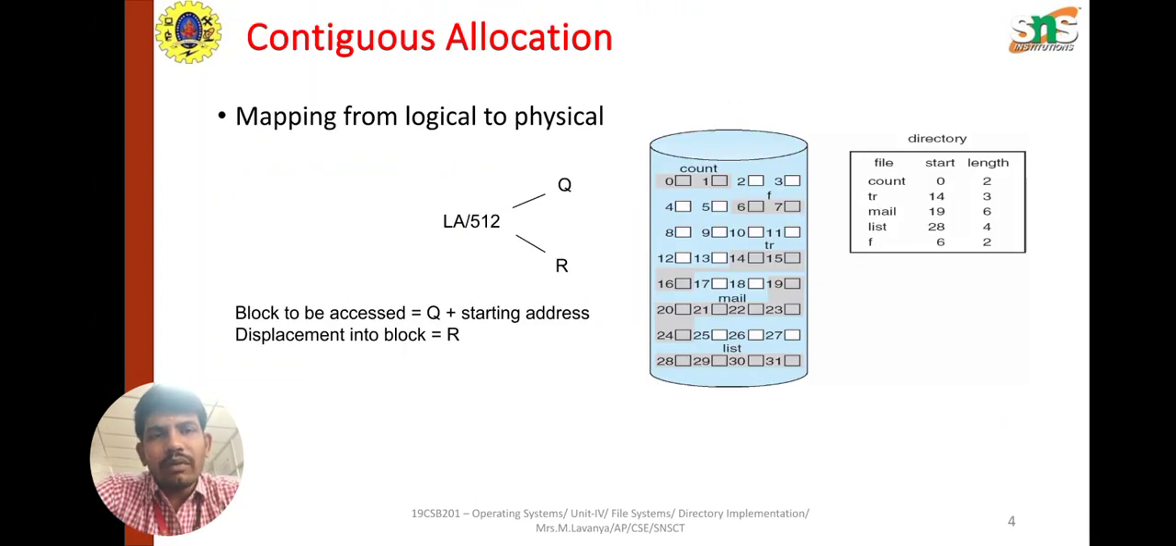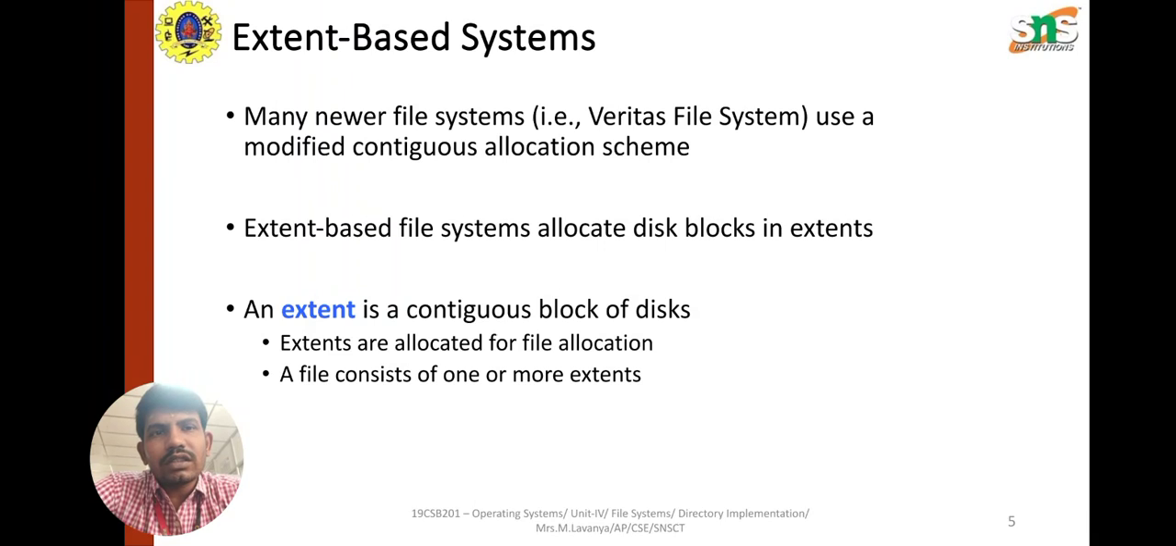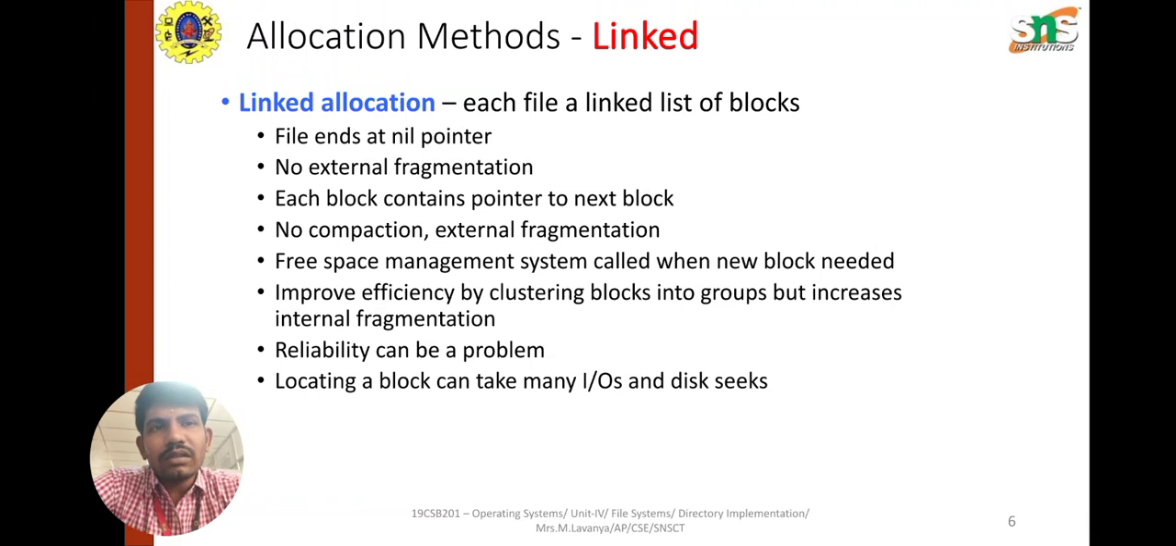Contiguous allocation, mapping from logical to physical. We have a drive location and a directory location. Block to be accessed is Q plus the starting address, and the displacement into the block is R. Extent based systems: many newer file systems use a modified contiguous allocation scheme, for example the Veritas file system. Extent based file systems allocate disk blocks in extents. An extent is a contiguous block of disk. Extents are allocated for file allocation, and files consist of one or more extents.